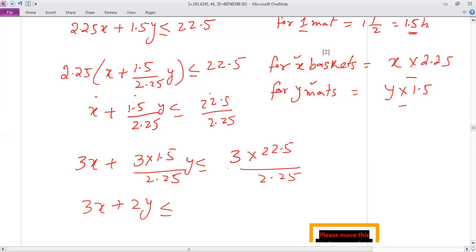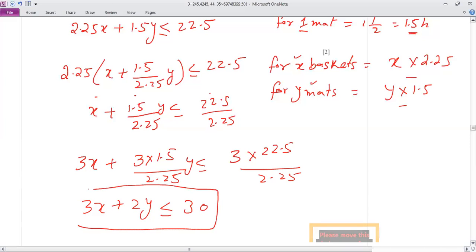Let's count carefully. Divided by 2.25, with my calculator it's coming 30. Check carefully. Yes, sir, it's 30. This was required to prove, so we proved it. 30. Okay, clear?